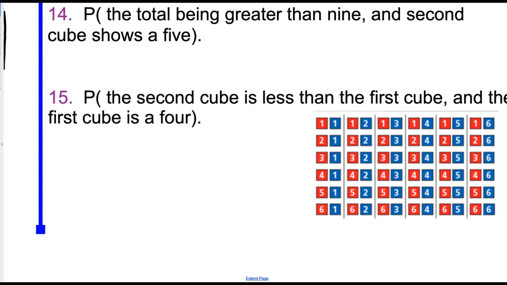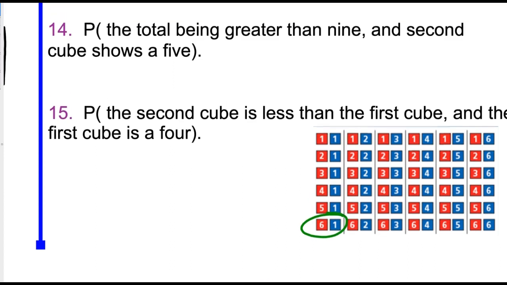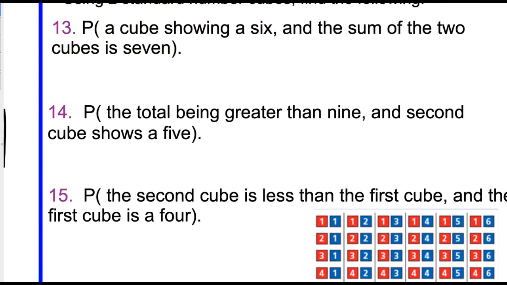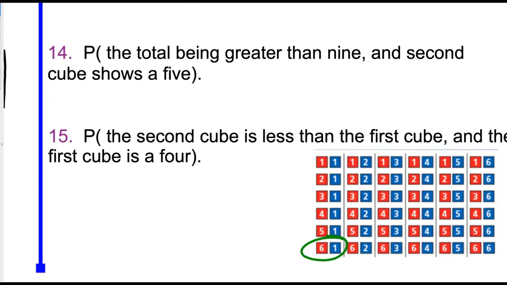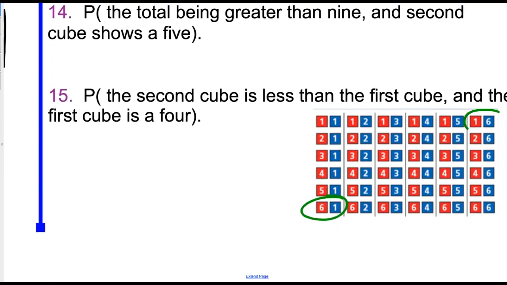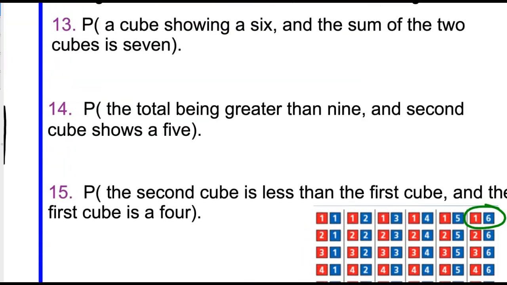I have the sample space written right in front of me here. So this one to me is pretty simple. If a cube is showing a 6 and the sum of the two cubes is 7, that's these two possibilities right there. So I can look at that and go, yep, that's 2 out of 36, which is 1/18.